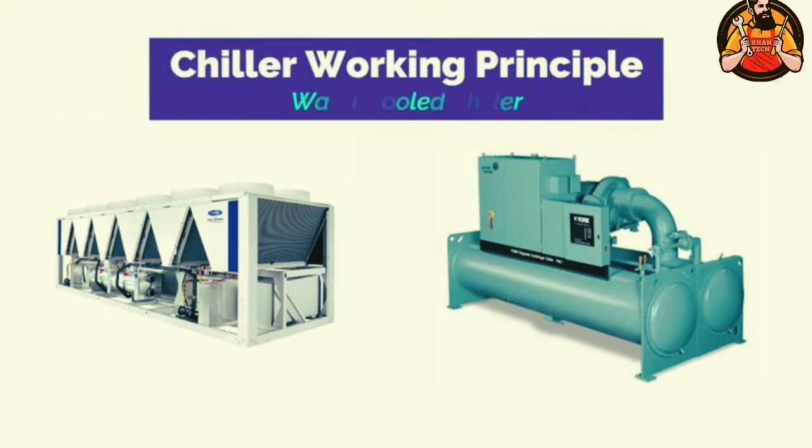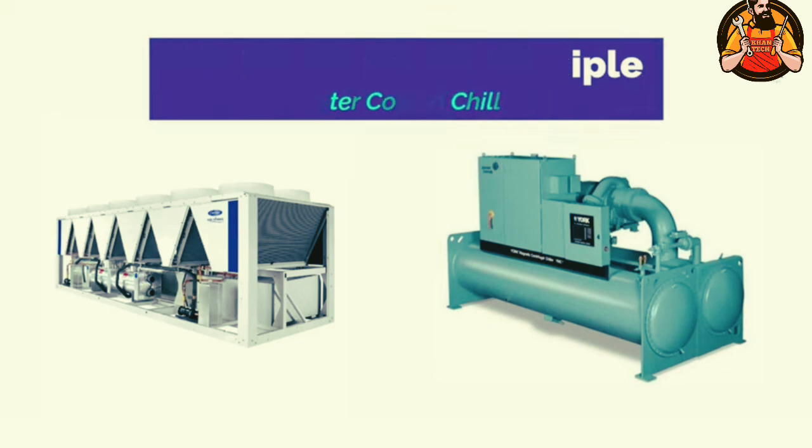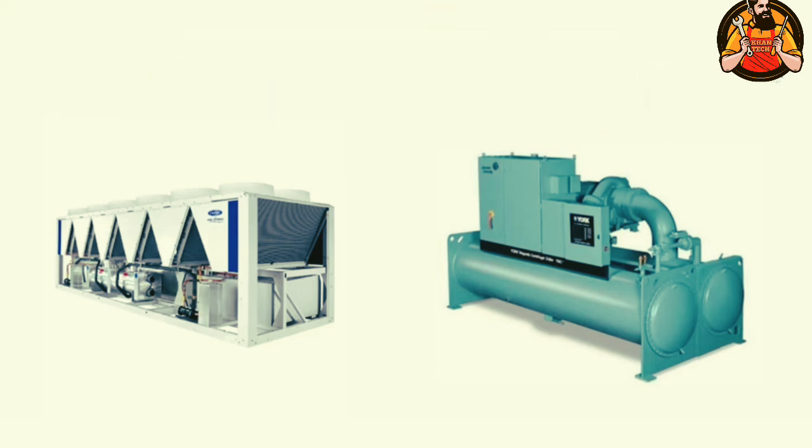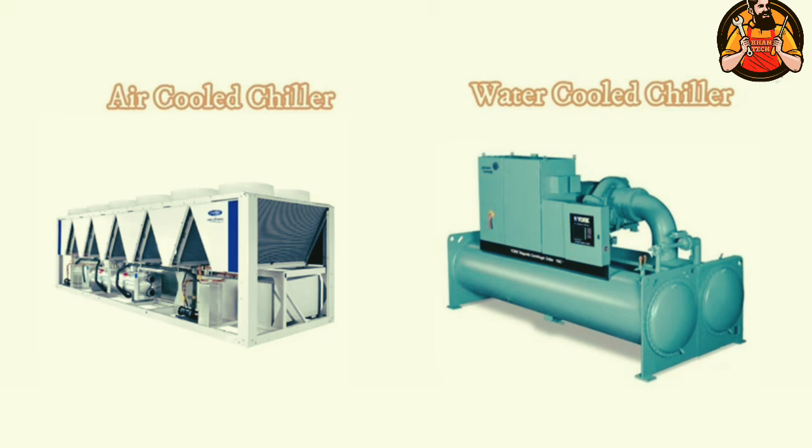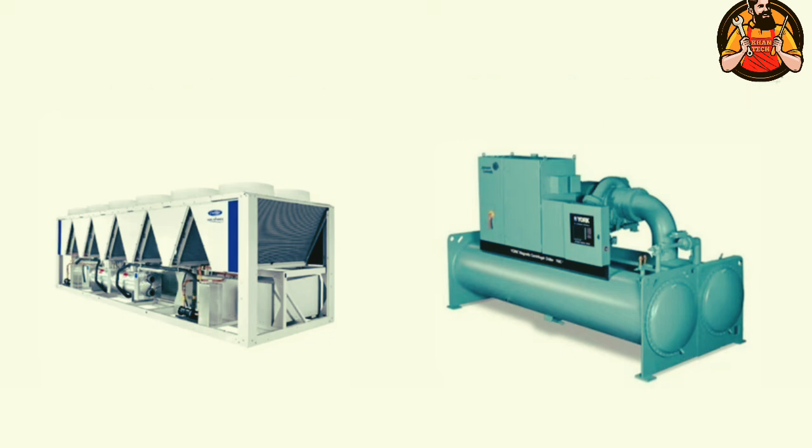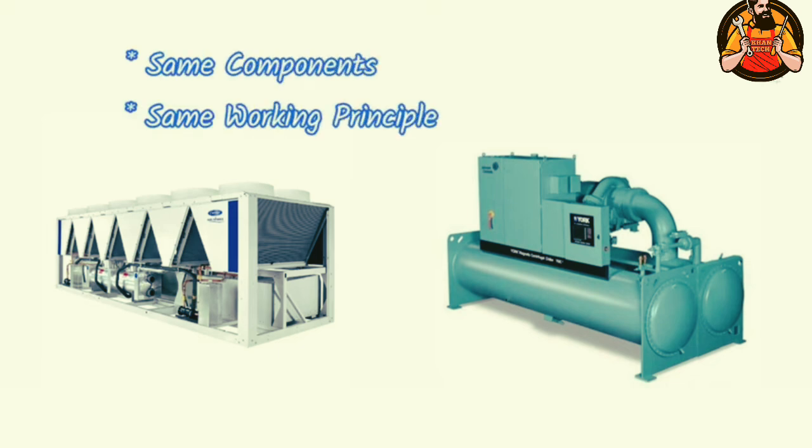In this video, we are going to discuss the working principle of the chiller. We can see chillers in large buildings, and there are many types of chillers. But there are commonly two types: one is air-cooled chiller and another one is water-cooled chiller. Although there are many types of chillers, they all have the same components and the same working principle.